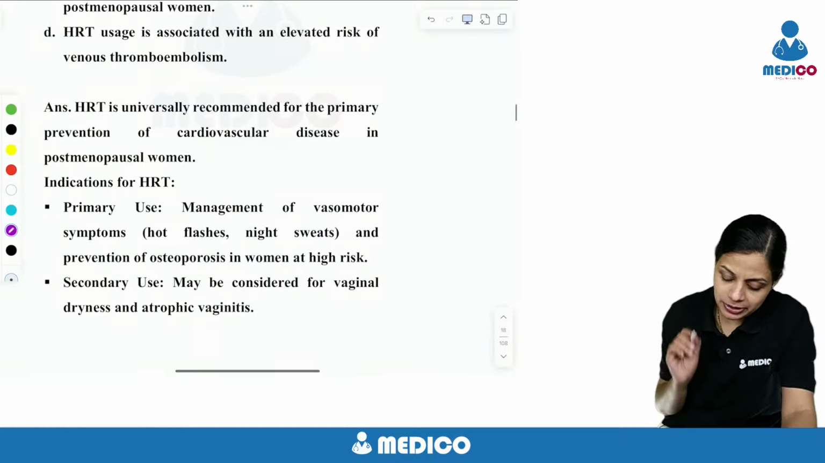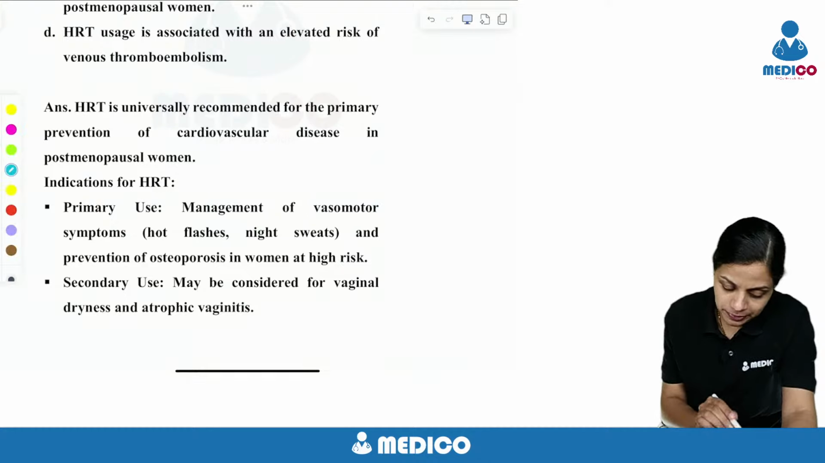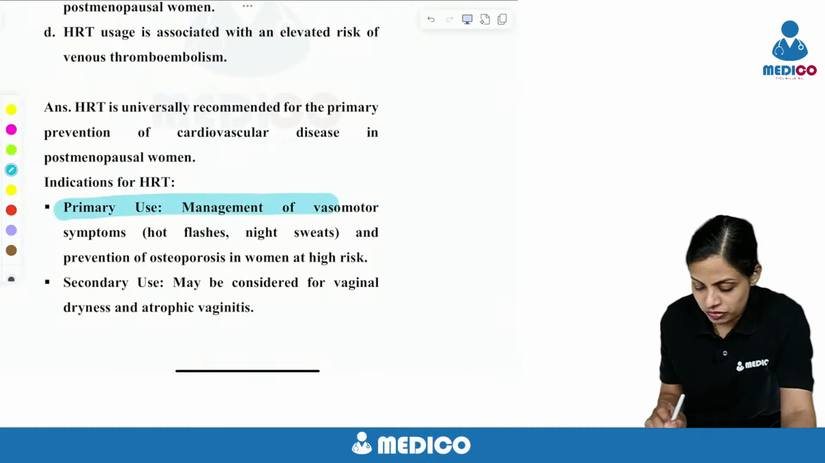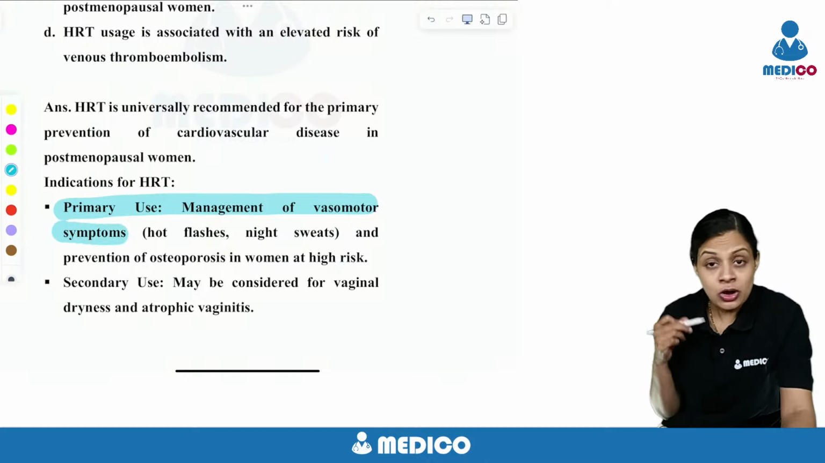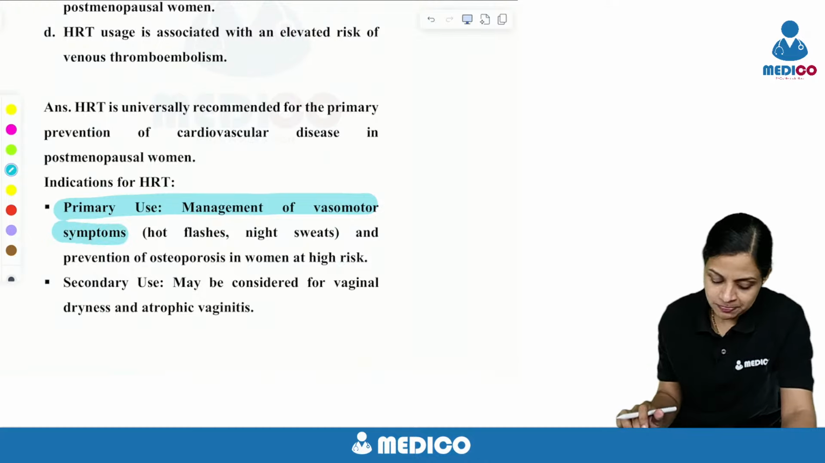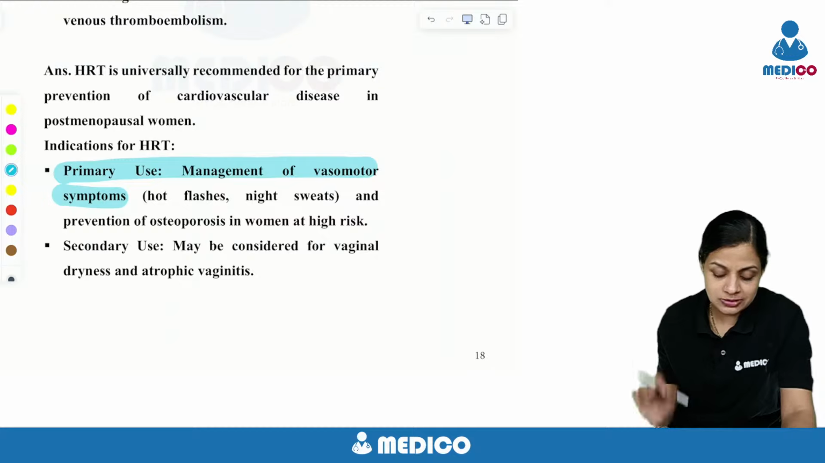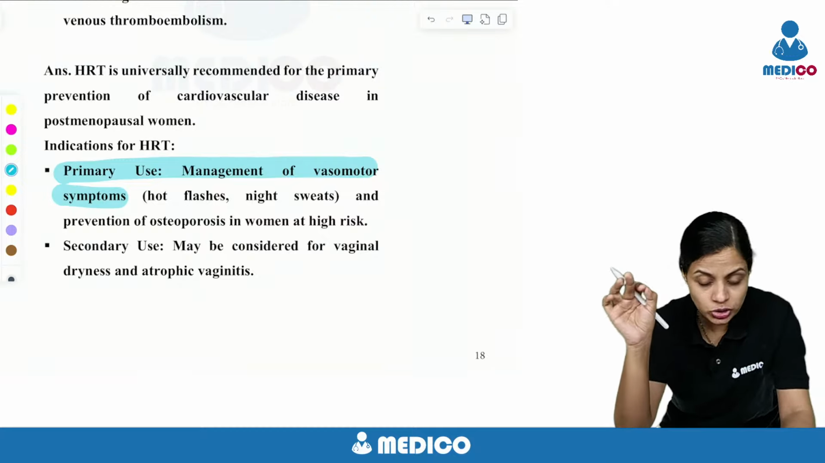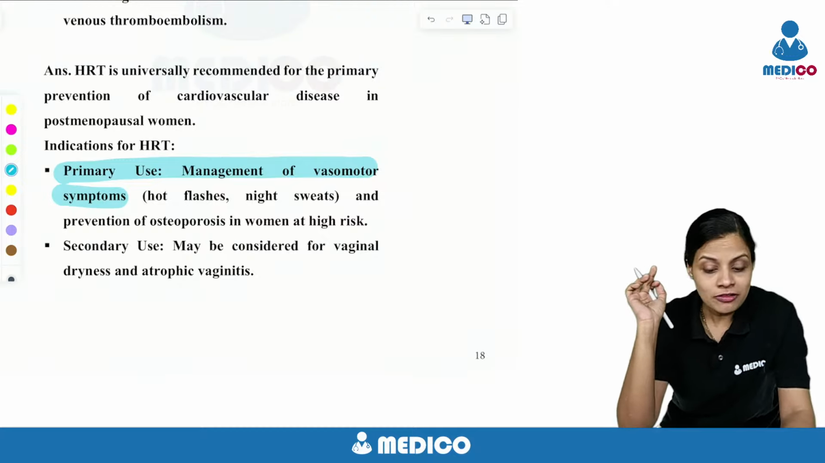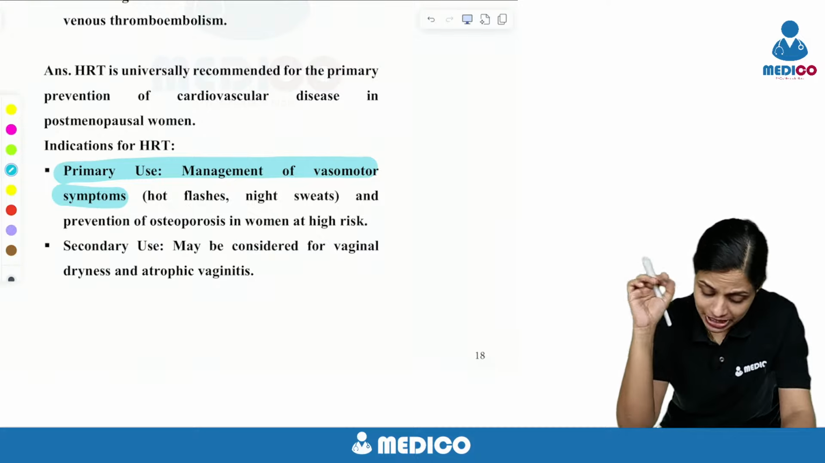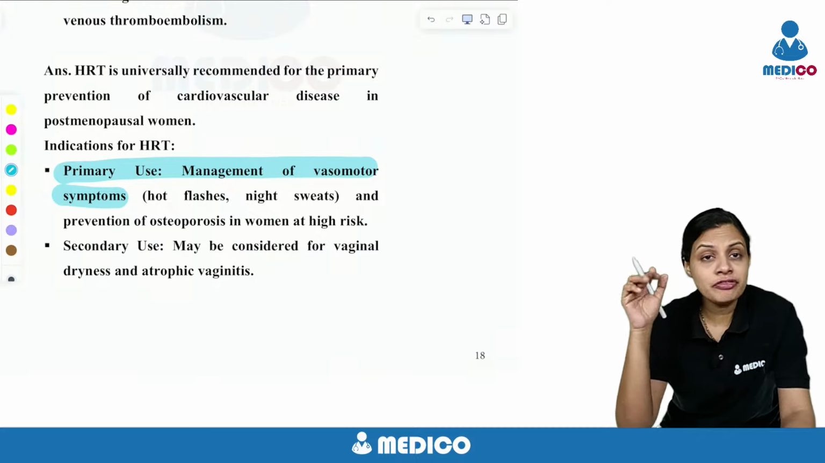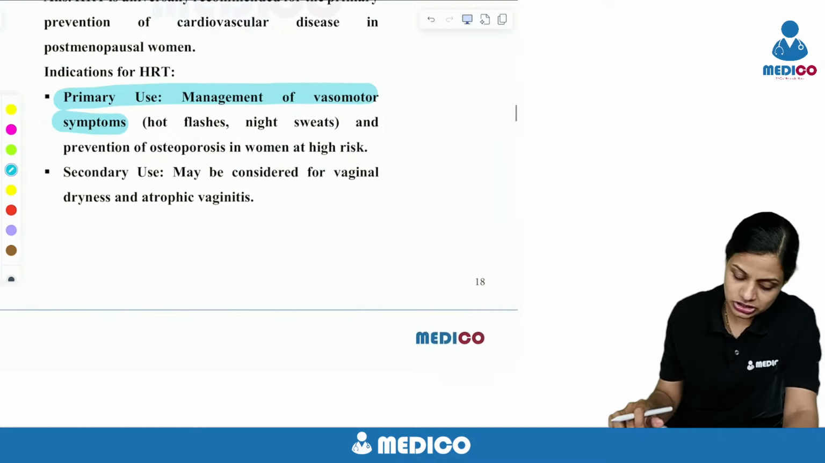So what is the primary use of HRT? The primary use is in the management of vasomotor symptoms like hot flushes or night sweats, and the prevention of osteoporosis. The single most important use of HRT is the management of vasomotor symptoms. It may be considered for atrophic vaginitis or senile vaginitis also.